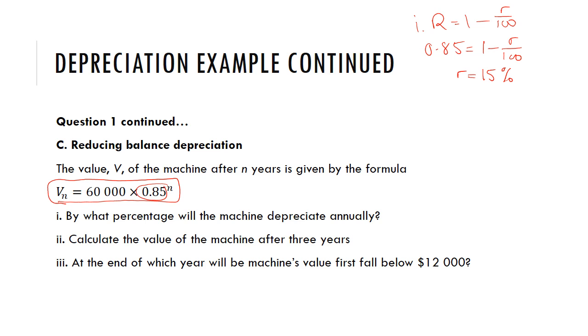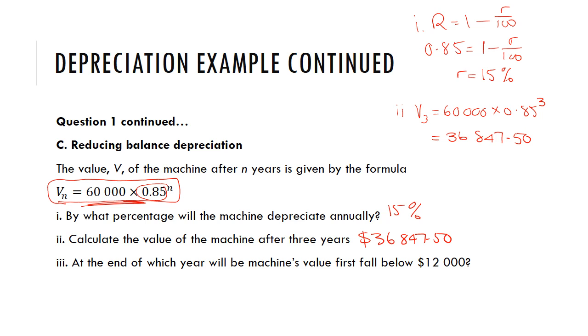Part 2 is asking us now to calculate the value of the machine after 3 years. So similar to before, but now we need to use this version of our rule. So our new rule is saying that the value after 3 years is given by $60,000 times 0.85 to the power of 3, for n is 3. And when we work that out, we get a value of $36,847.50.